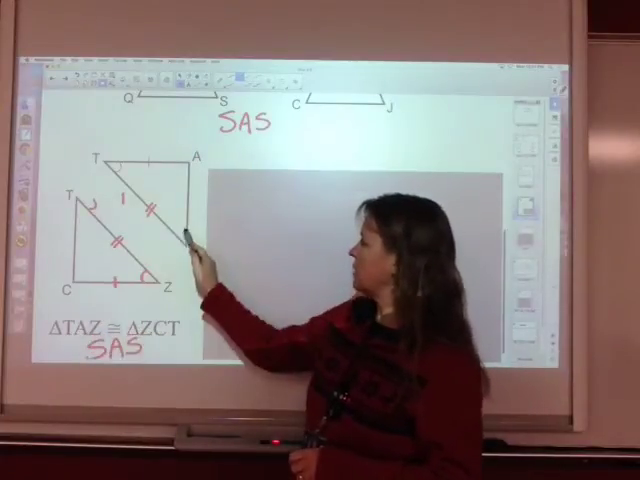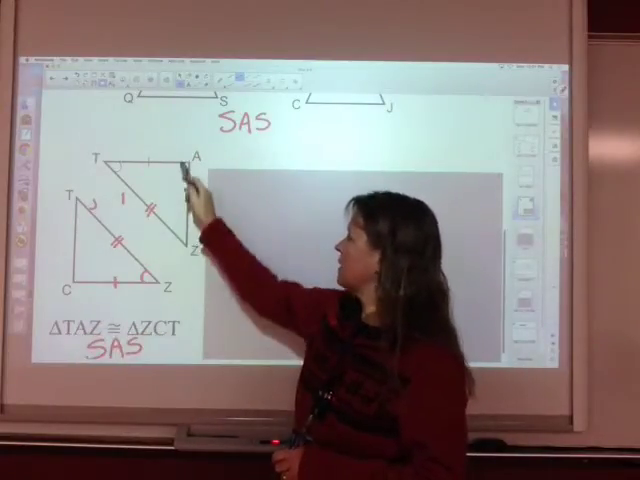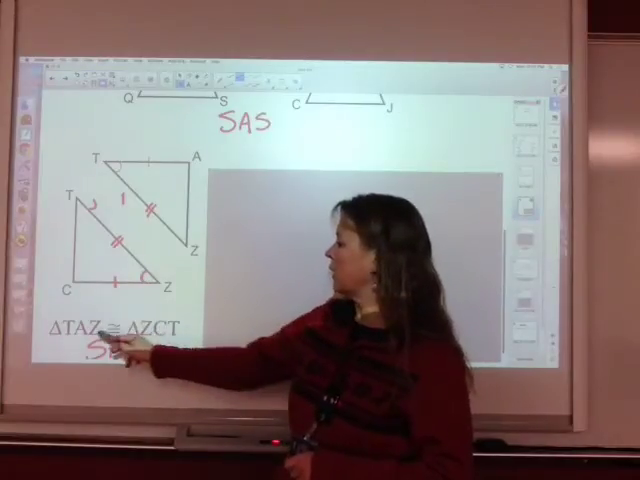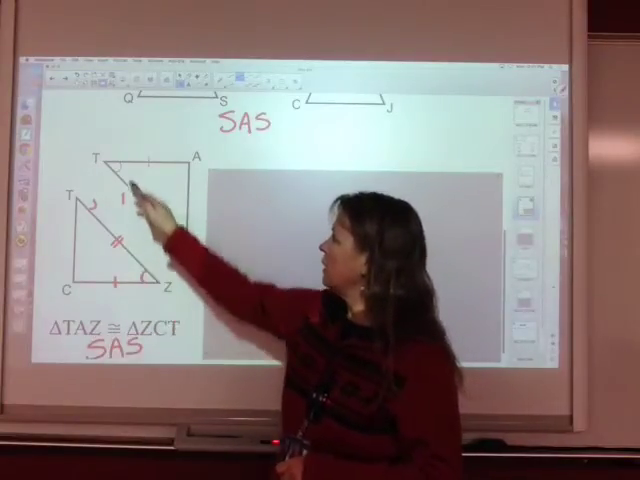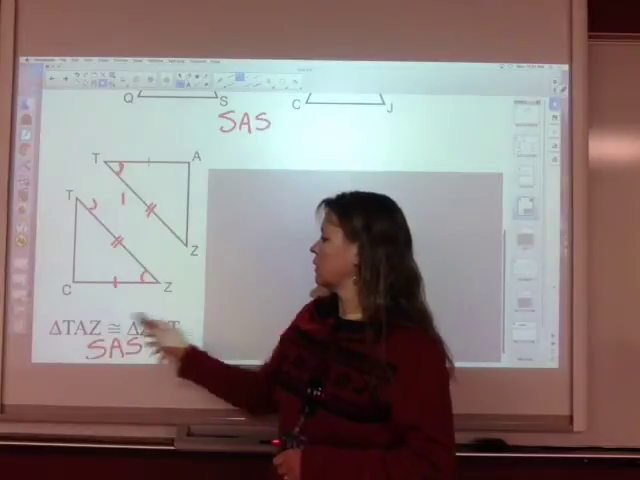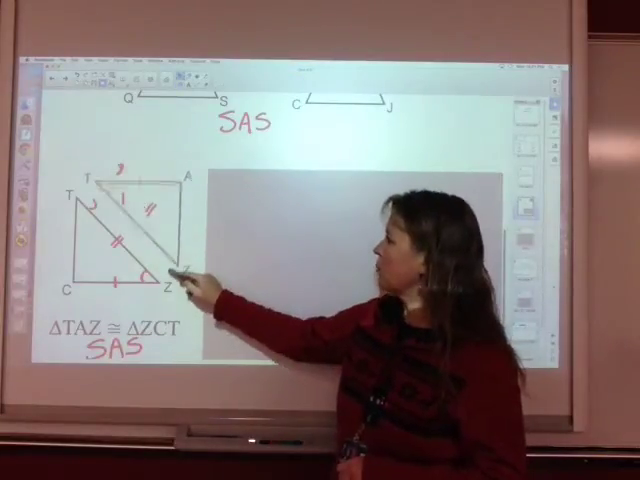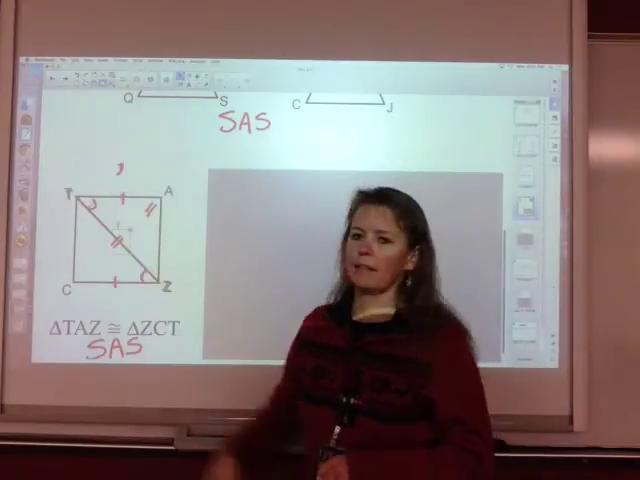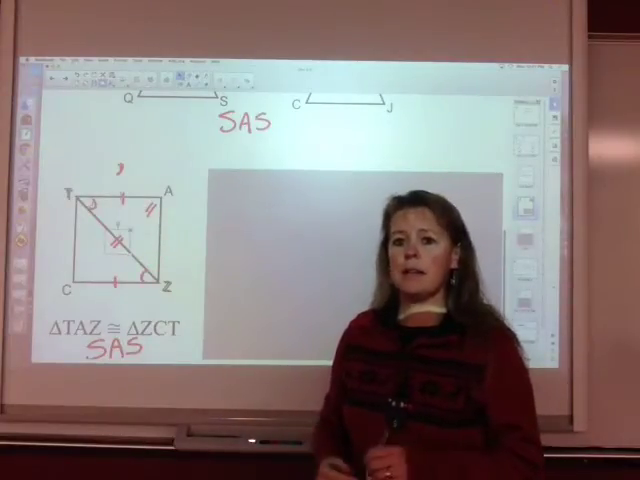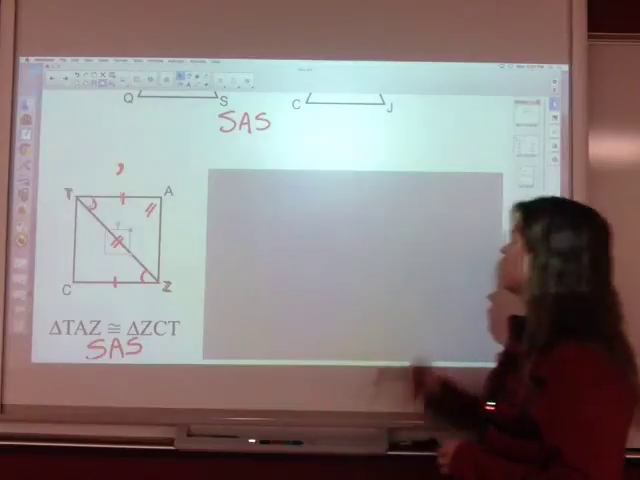Check the markings. Does the T match the Z? Yes. Does the A match the C? Yes. They're the ones that look like they're 90. Does the Z match the T? Yes, they are both marked with congruence. So therefore it is side angle side. What piece were we missing? The reflexive property. We're going to need that when we do a full proof.